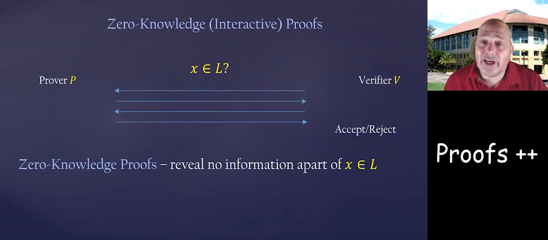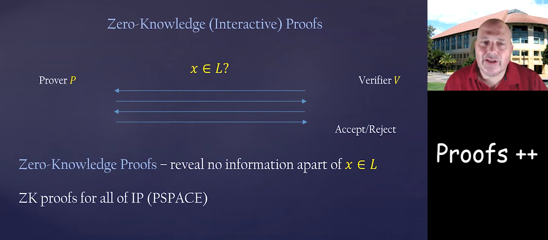Turns out that you can, and you can do it not only for NP, you can have zero knowledge proofs for all of the interactive proofs, meaning for all of PSPACE. Every problem in PSPACE has an interactive proof, and in fact, it has a zero knowledge interactive proof. So you get soundness, and you have completeness, and you have zero knowledge.